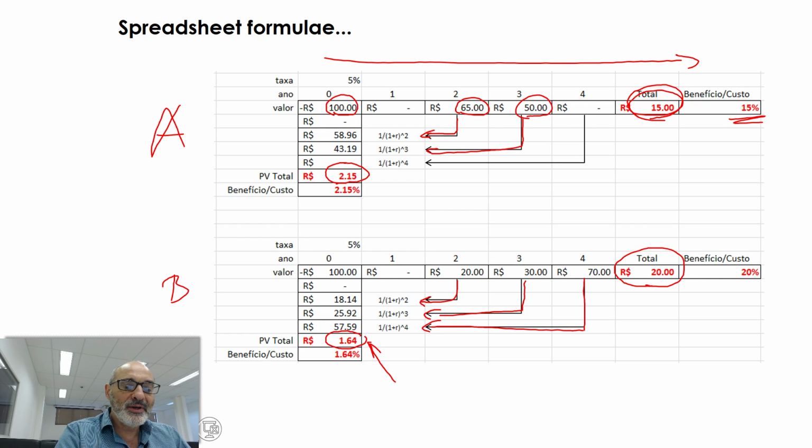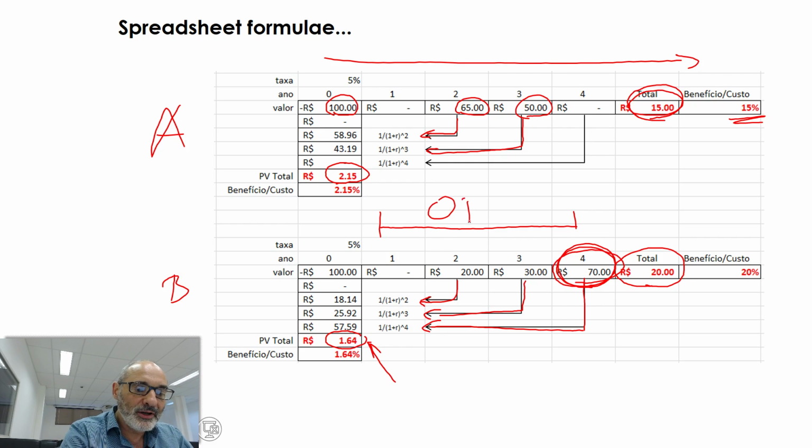Okay, why is that? Because the biggest amount of money actually comes in the fourth year. So we waited for 4 years to have 70 reais. And here you have the opportunity cost behind. That's why 70 is translated into a relatively low value of 57.59 reais. Okay.